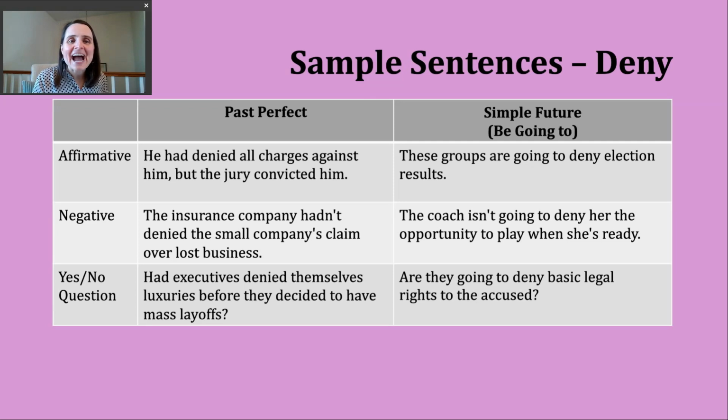Now let's look at a yes or no question in the past perfect. To do this, I start with had, then I have my subject, and then the participle form of the verb. Here's another one. Had executives denied themselves luxuries before they decided to have mass layoffs? Okay. Here's one of my example sentences tying back to the third definition of the verb, right? So where we're sort of preventing ourselves from getting something we want or need, right?